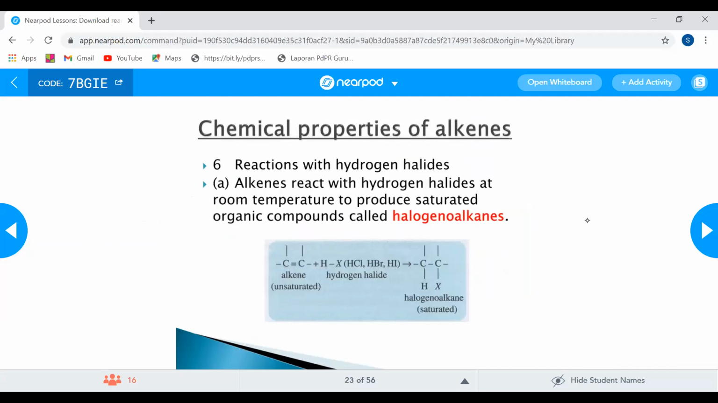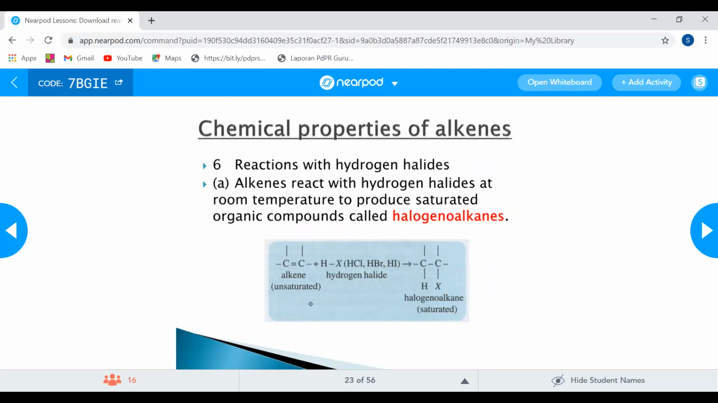The third H is called hydrohalogenation, halogenoalkanes. We are going to add hydrogen halides. Just now I added halogen only, Br. But now I'm adding the hydrogen halide. That means one hydrogen and the other one is Cl, or hydrogen bromide, or hydrogen iodide.